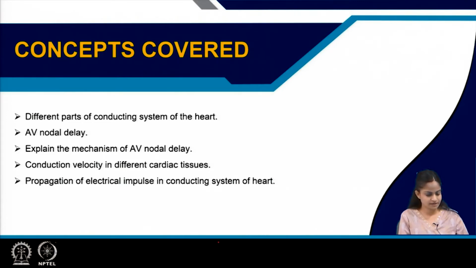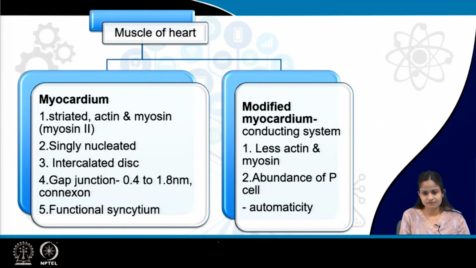Now, generally the muscles of the heart consist of two types of myocardium, the normal myocardium and the modified myocardium. The normal myocardium is striated in nature and consists of actin and myosin filaments, specifically myosin 2. This myocardium is mainly responsible for the contractile properties of the heart when the heart contracts. But the modified myocardium is mainly responsible for conduction, that means conducting the electrical impulse from one part to the other.